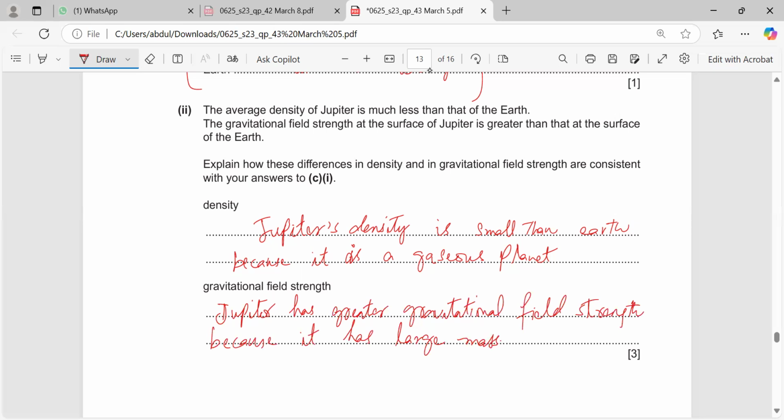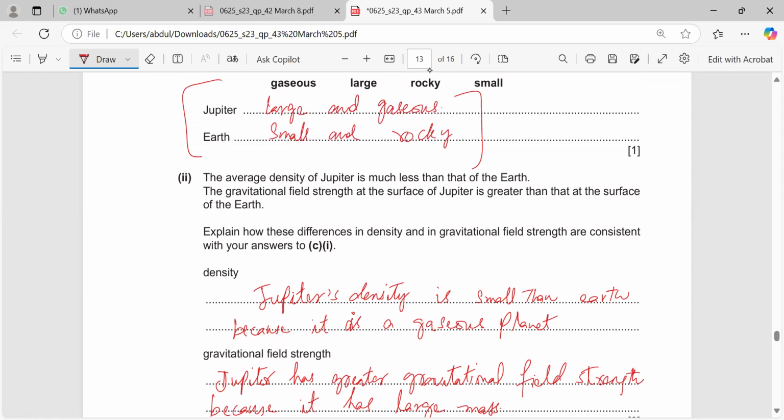Like in the solar system, the gravitational field strength of the sun is maximum because it is consisting of 99% mass of the whole solar system. So then after the sun, the largest mass is with Jupiter, so that's why it has a strong gravitational field strength, and we have made use of these words which are given there.